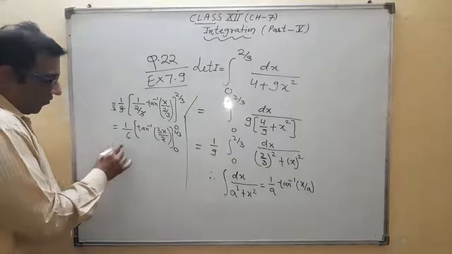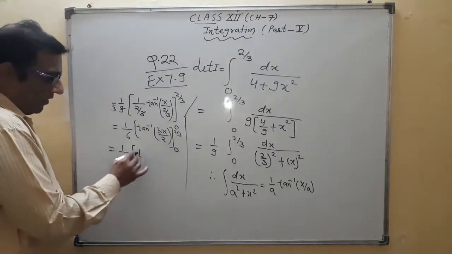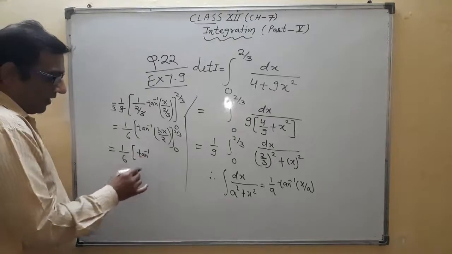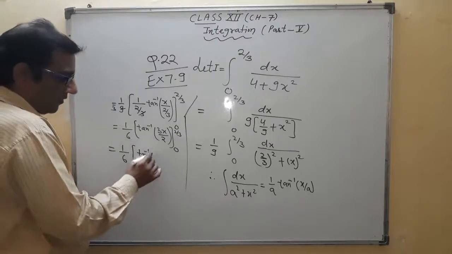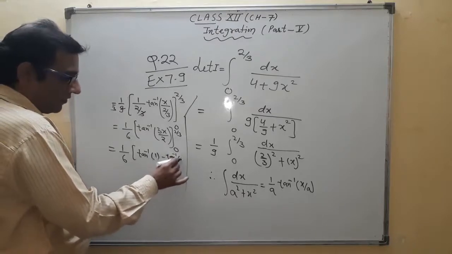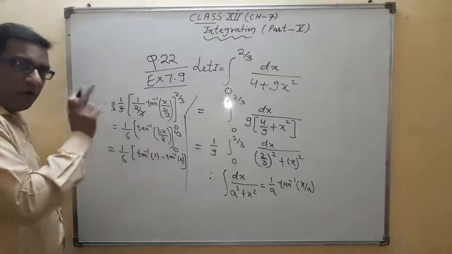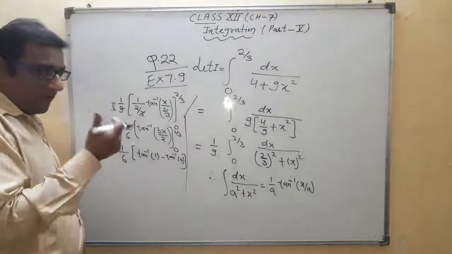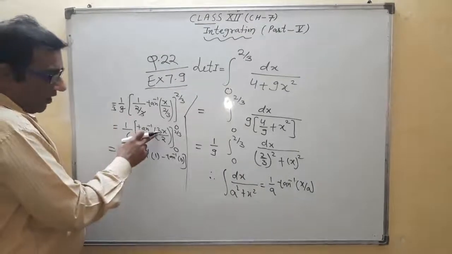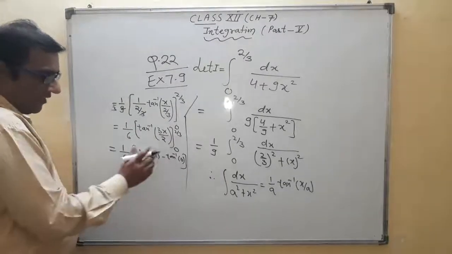Okay, so we can say 1 upon 6 as it is. Now when we apply the limit, it becomes tan inverse 1 minus tan inverse 0. When we apply the limit, first we will always apply the upper limit, then minus, and then the lower limit. So it becomes 3 upon 2 into 2 upon 3, it becomes tan inverse 1 minus tan inverse 0.